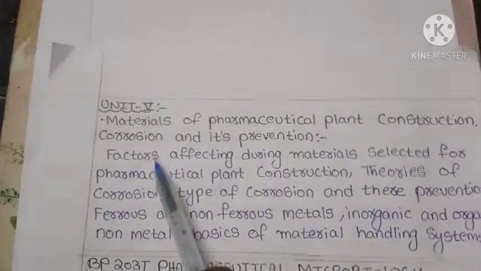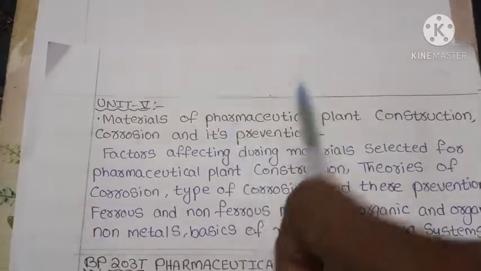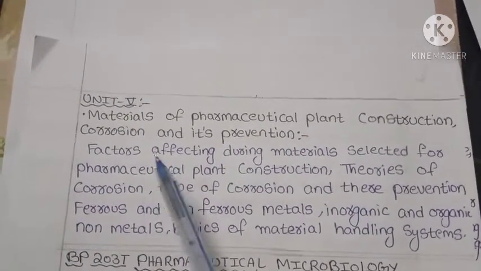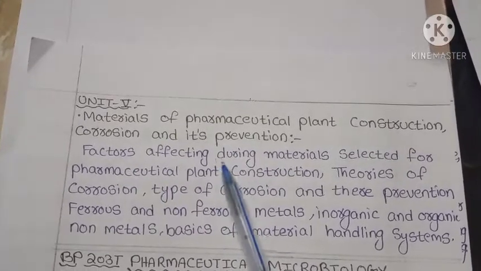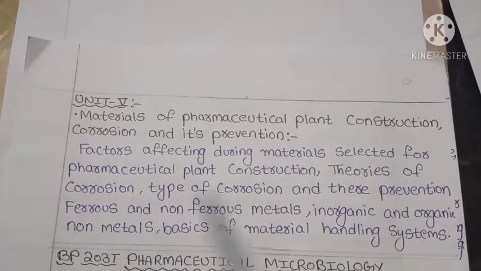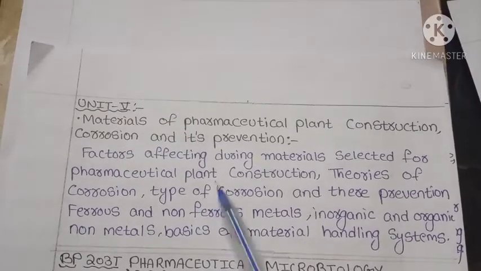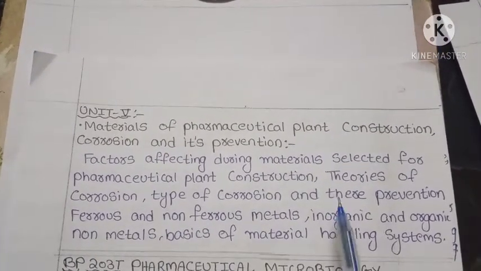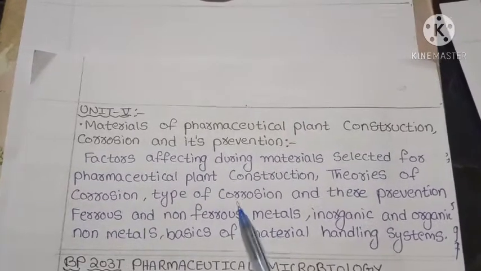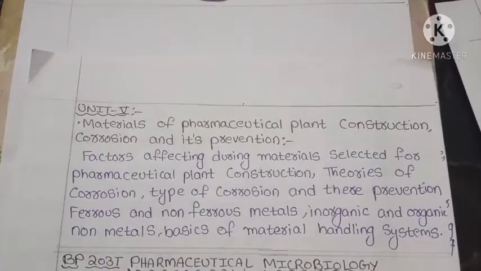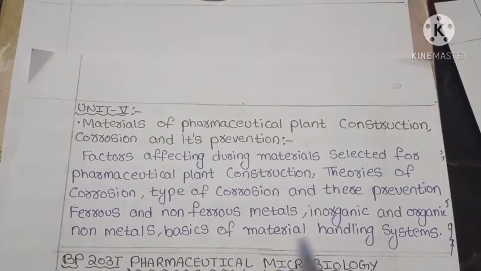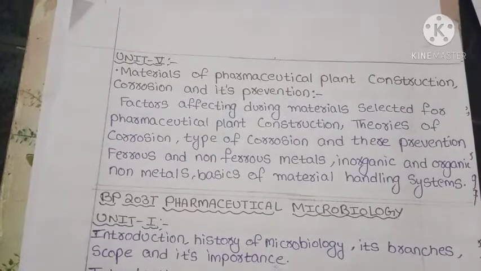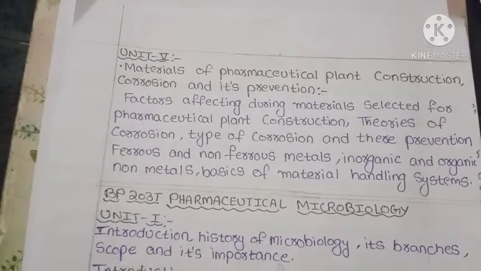Fifth unit: materials of pharmaceutical plant construction, and corrosion and its prevention. Under that, we need to learn the factors affecting material selection for pharmaceutical plant construction, theories of corrosion, types of corrosion and their prevention, ferrous and non-ferrous metals, inorganic and non-metals, and basic material handling systems. This is the overall B.Pharm third semester university exam subject syllabus.